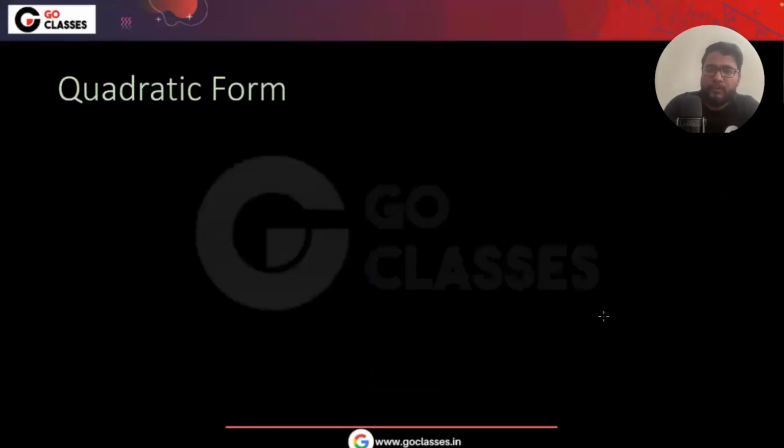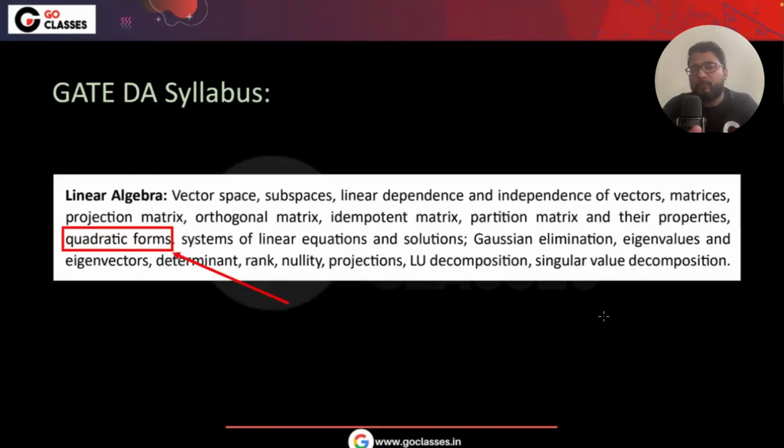Okay. Now let's see one more definition, which is called quadratic form. So what is this quadratic form? By the way, this quadratic form is a part of the GATE DA official linear algebra syllabus. There's a topic called quadratic forms that is written there. Okay, so let's see what this quadratic form is.